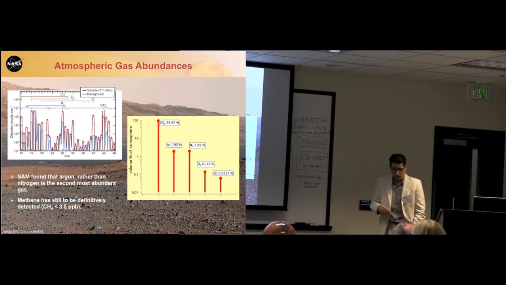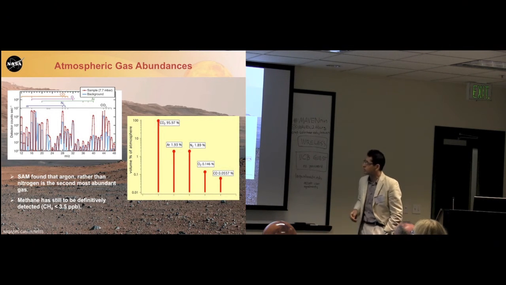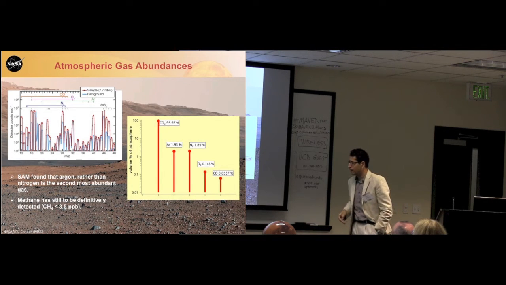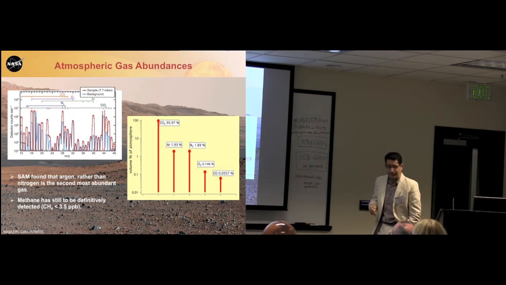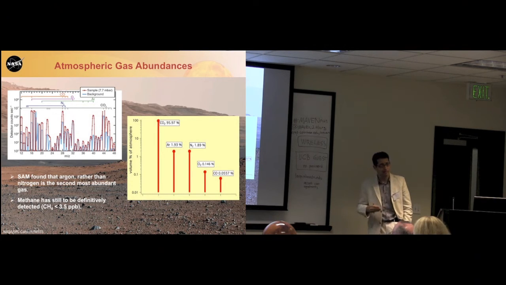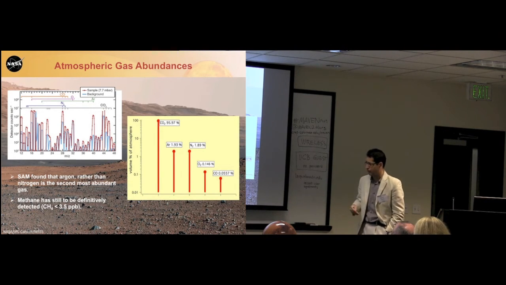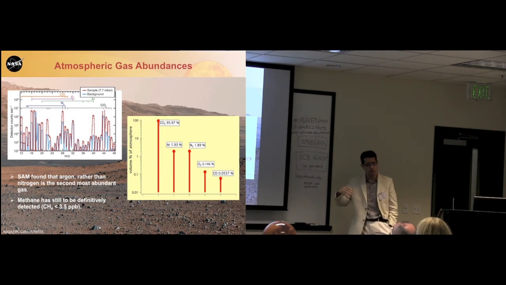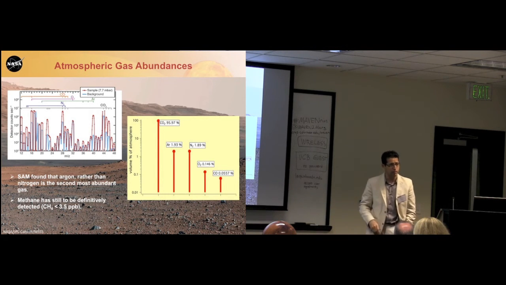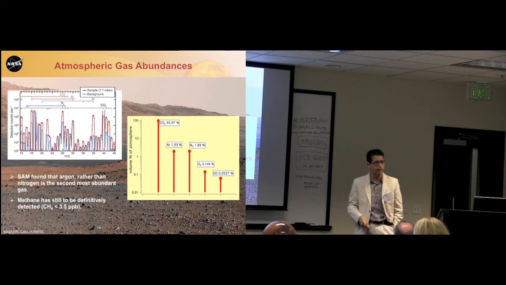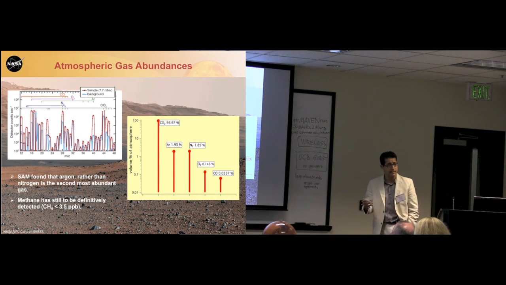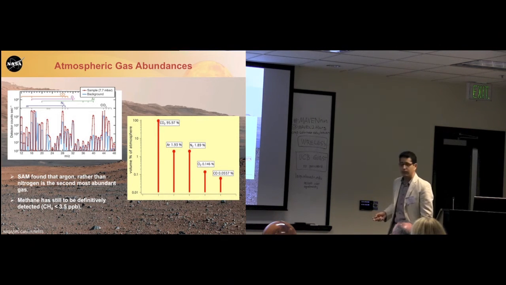The second result of the bulk atmosphere analysis is the fact that we were not able to detect methane up to the detection limit of about 3.5 parts per billion. We need more analysis and to accumulate more atmospheric runs to lower that detection limit to about 1.5 parts per billion, but that's going to take time. But this is a very, very important result.